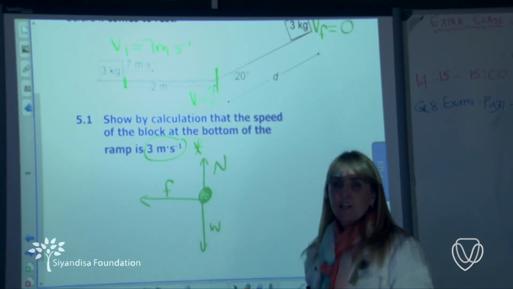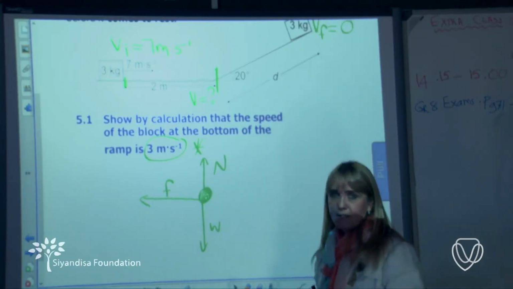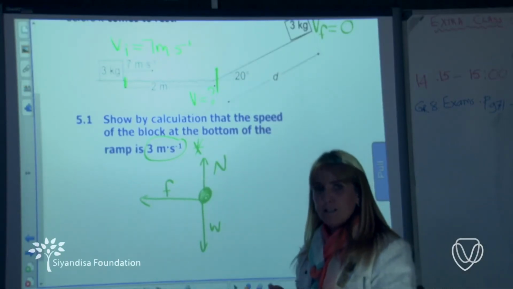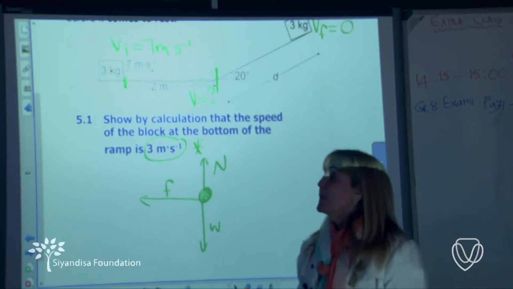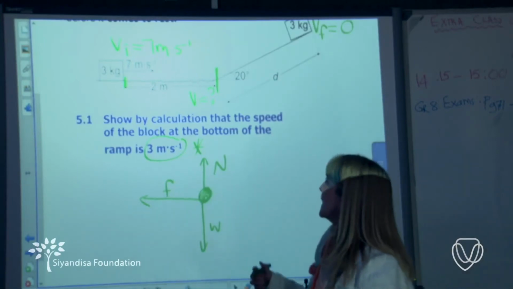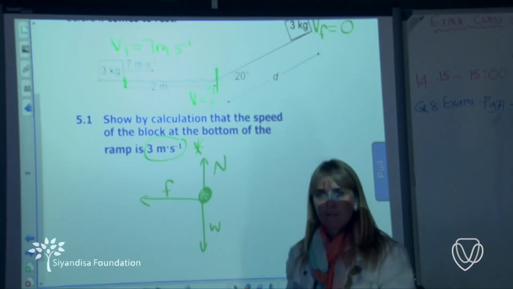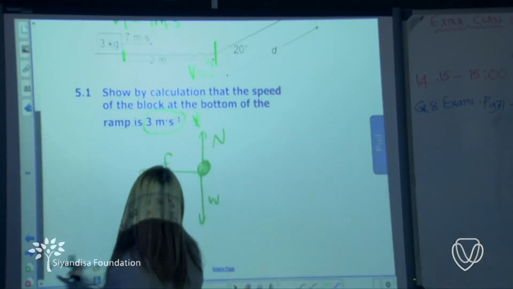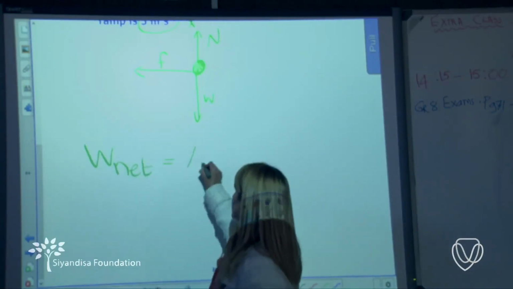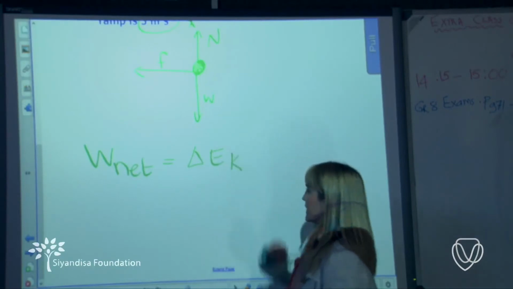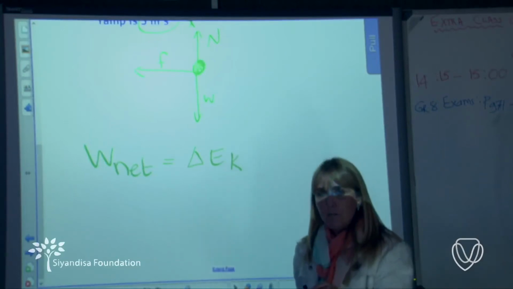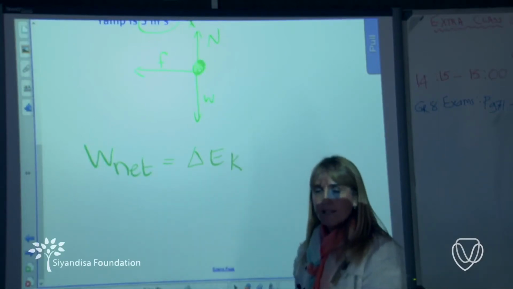Now, they are asking about velocity. When we are asked about velocity, the first thing that should come to mind when we think of work, energy, power, velocity is the work energy theorem. Because the work energy theorem speaks about kinetic energy, and kinetic energy has got to do with the velocity of an object. So let's write down the equation. From your data sheet, Wnet is equal to delta Ek, the change in kinetic energy. But what is Wnet? Wnet is the sum of the work done by all the forces acting on the object.